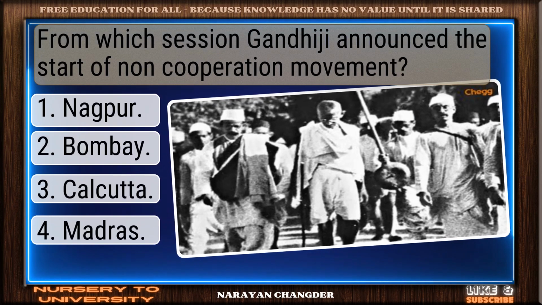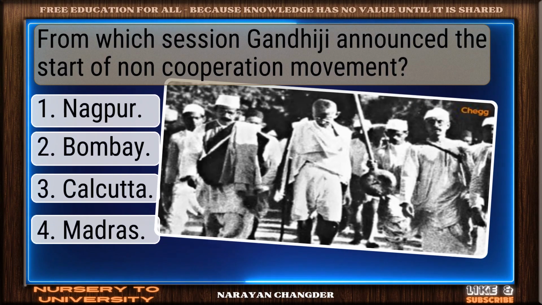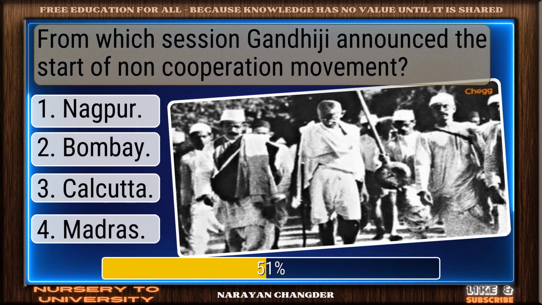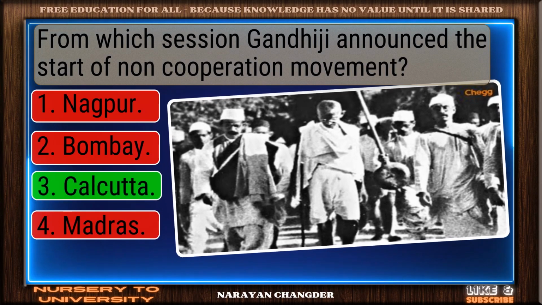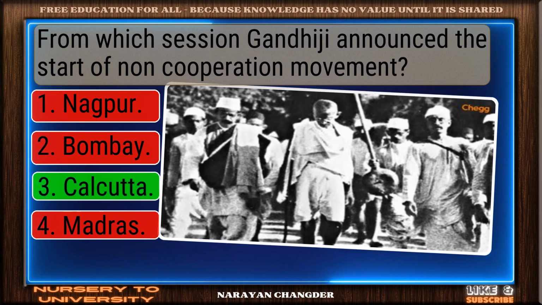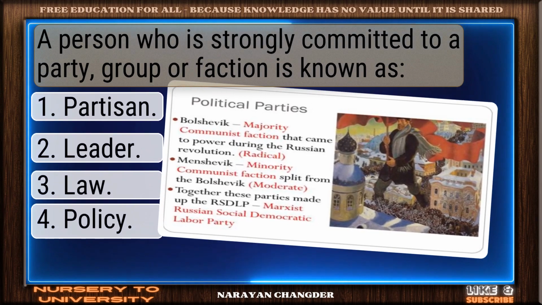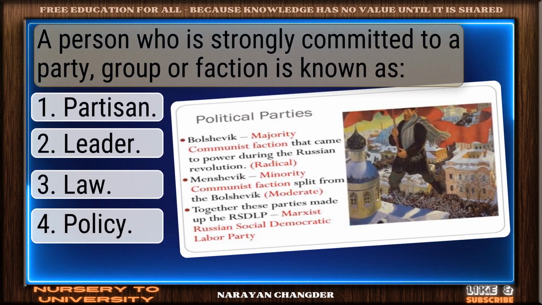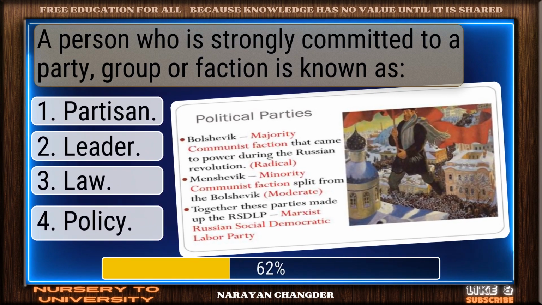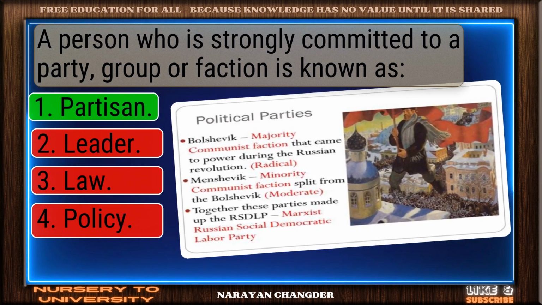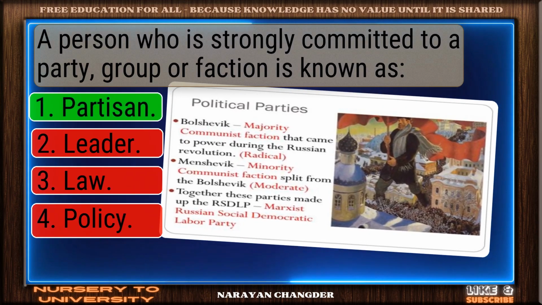From which session did Gandhiji announce the start of the non-cooperation movement? Bravo! Calcutta is the answer. A person who is strongly committed to a party, group or faction is known as. Good job. Partisan works well.